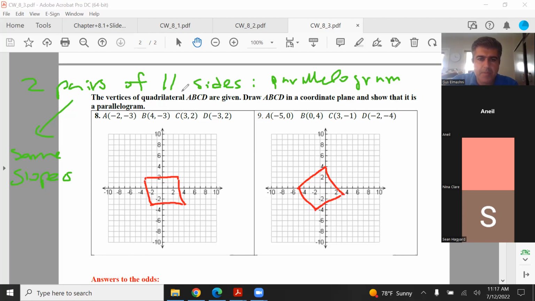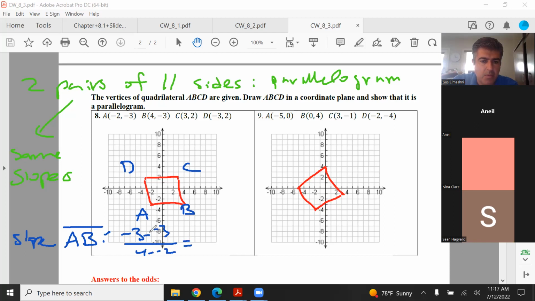So if I were to find the slopes, and let me label the corners, by the way, A, B, C, D. So slope of AB is just going to be 0, because you're doing -3 minus -3 over 4 minus -2, which actually becomes 0 over 6, which is 0. And slope of DC will also be the same.